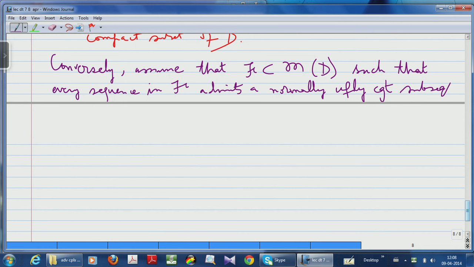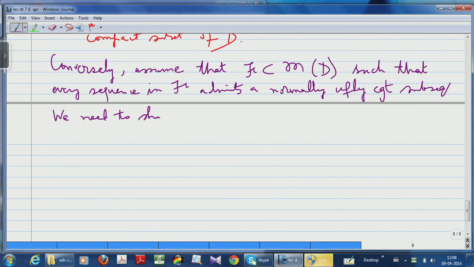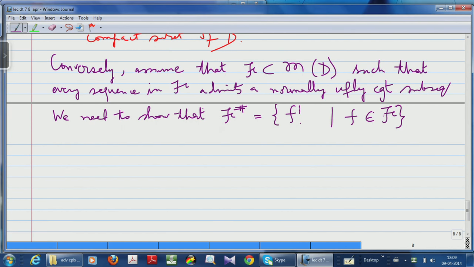Okay, what do I have to show? We need to show that the family of spherical derivatives, namely the set of all spherical derivatives of each function small f in the family script F, is normally uniformly bounded, okay. That means you'll have to show that it is uniformly bounded on every compact subset of D, okay.